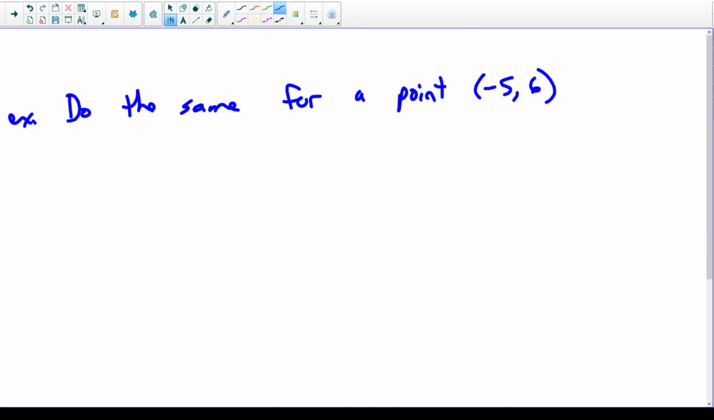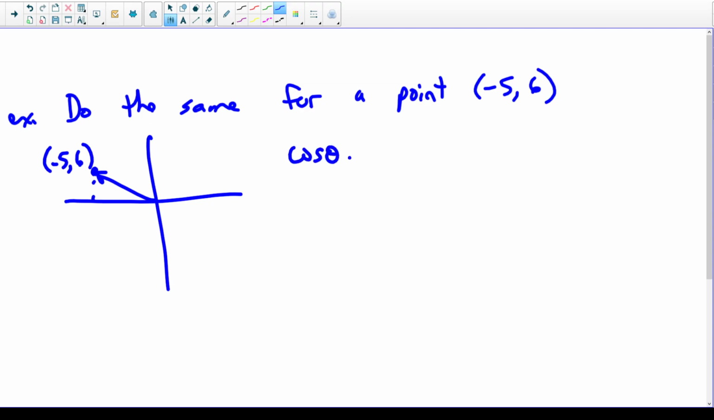What happens if our point is at negative 5, 6? Now, negative 5, 6 would be over here somewhere in the second quadrant, right? So using my cosine theta is adjacent over hypotenuse. Now the adjacent this time would be negative 5 over root 61.